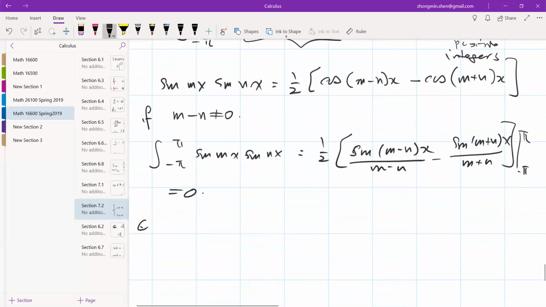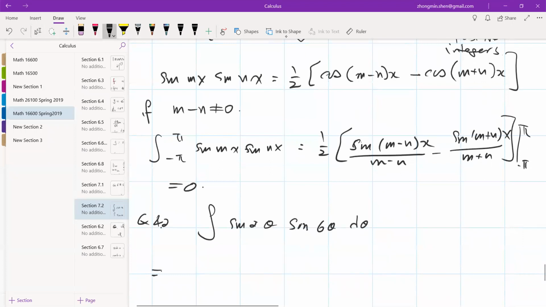Okay, let's do the next problem, 42. Evaluate the integral of sine 2 theta and sine 6 theta. This is an indefinite integral. So look at the above formula, right? It's going to be the integral of 1/2 times cosine of 2 theta minus 6 theta, so negative 4 theta, minus cosine of 2 theta plus 6 theta, which is 8 theta, d theta.